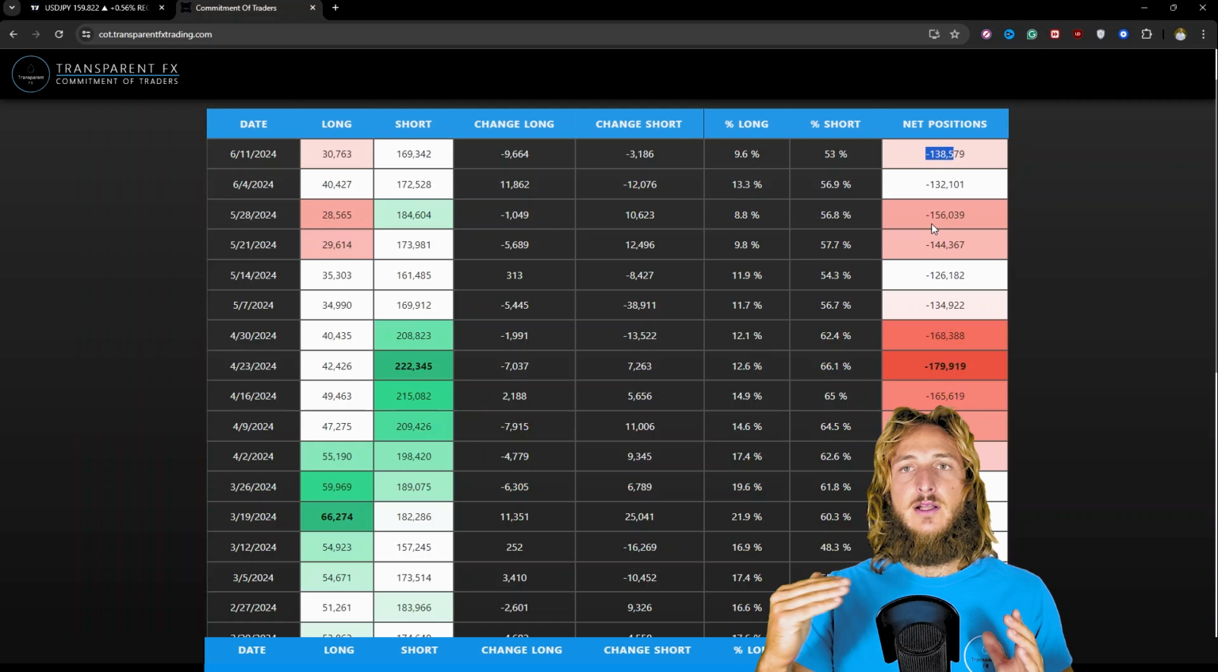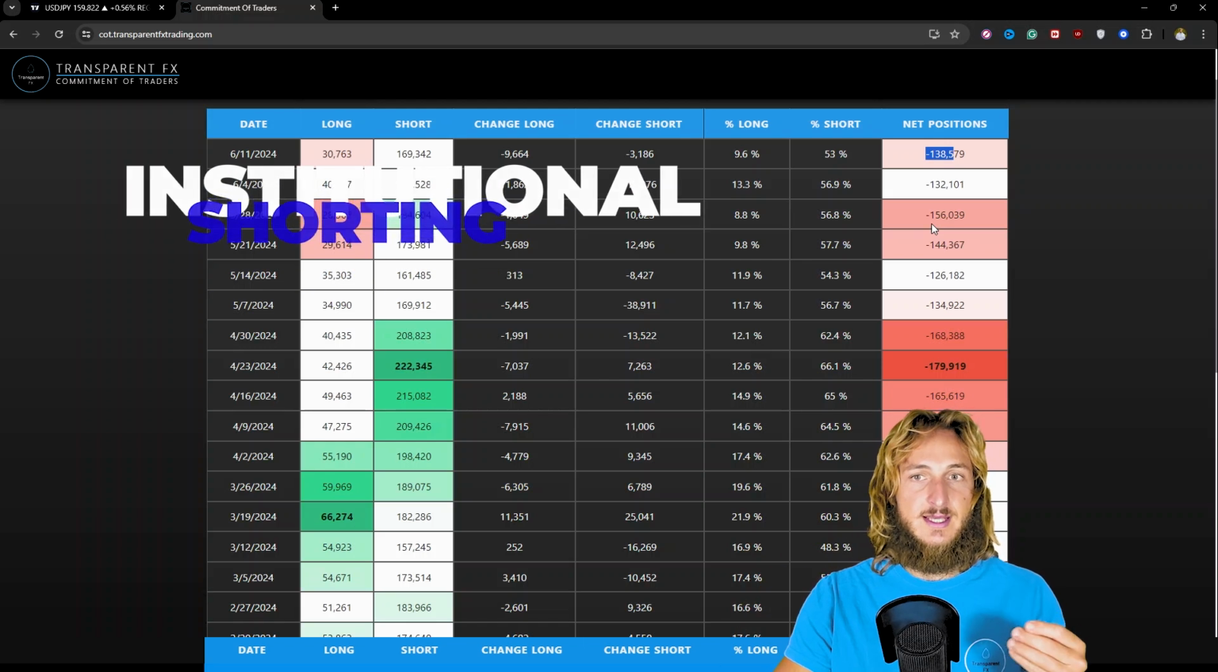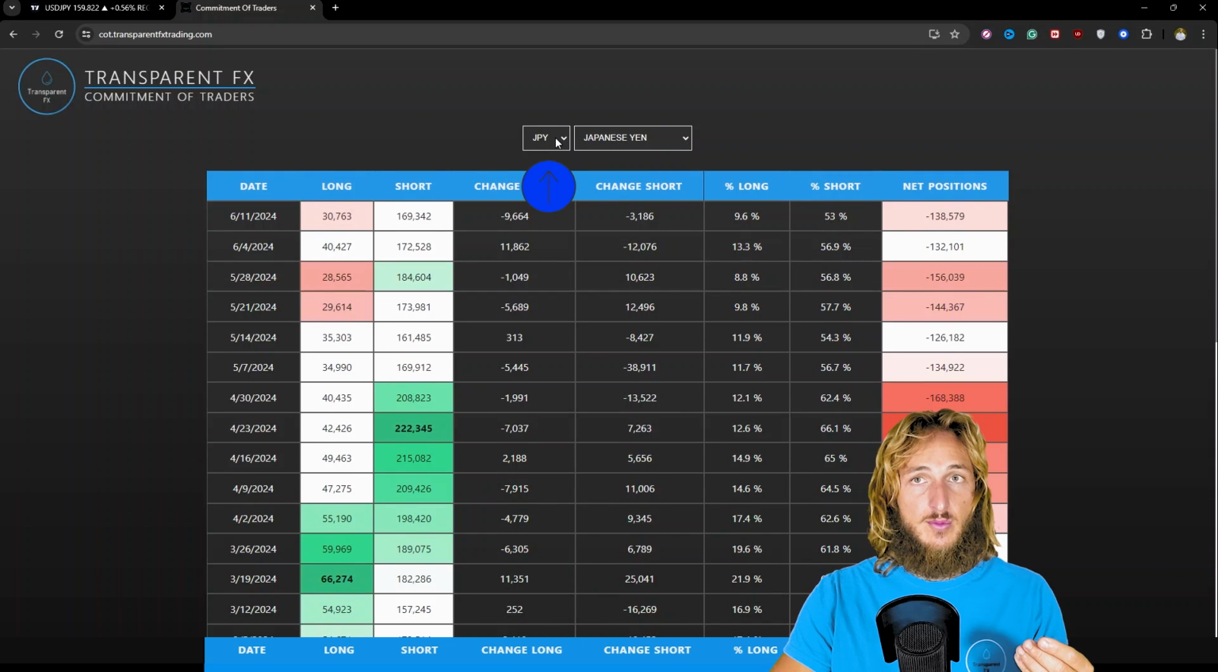So it seems like the long-term trend of institutional shorting of the JPY just started once again. And if institutions are shorting the JPY, that makes USDJPY stronger. So let's keep that in mind and move back to the chart.